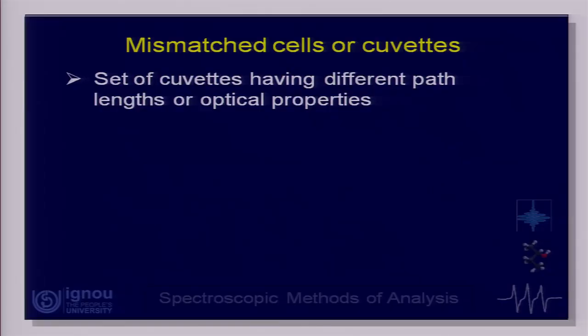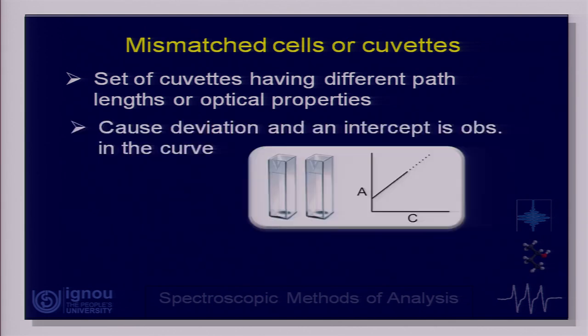Okay. Let us go further and talk about another way we conduct our experiment, that is called mismatched cells or cuvettes. Typically what we do is we use a set of cuvettes. Nowadays we have quartz cuvettes available which are matched. A matched set of cuvettes means that the two cuvettes I am using have exactly the same path length and also exactly the same material, so they have identical absorption properties.